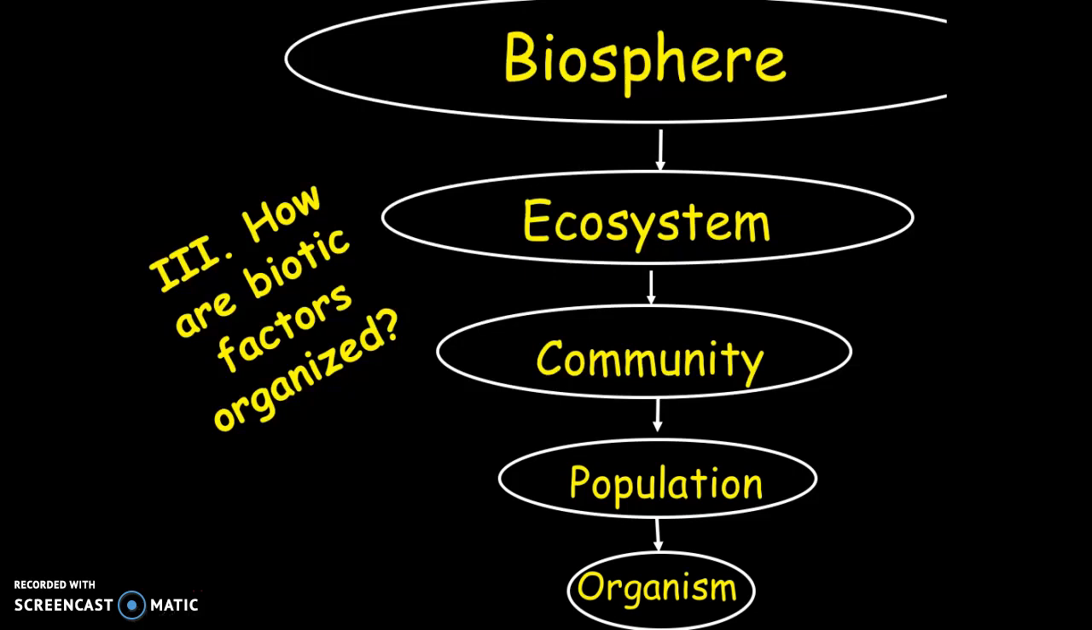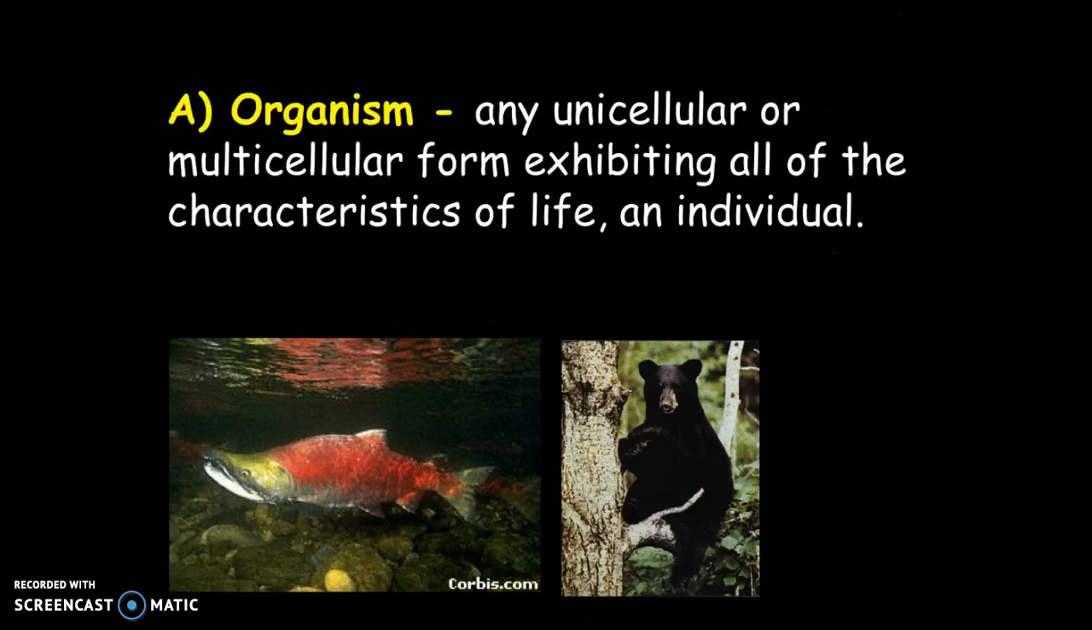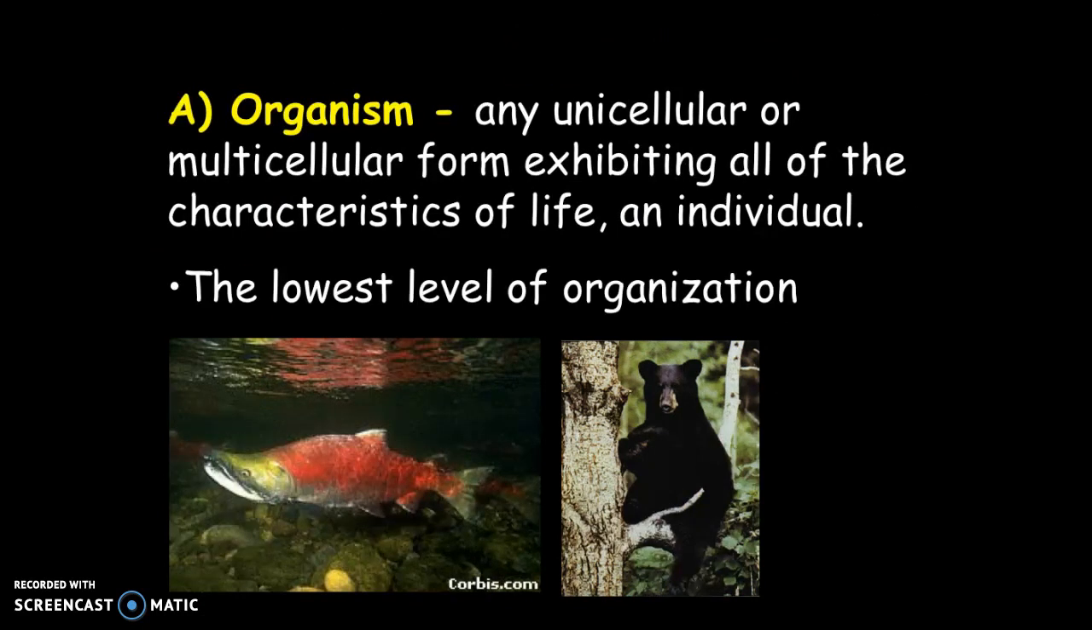When we describe the smallest or lowest level of organization, we are referring to an organism. This is any unicellular or multicellular individual that exhibits all characteristics of life. So this is one salmon. This is one black bear. When we refer to an organism, it's very singular and we're talking about one particular individual.